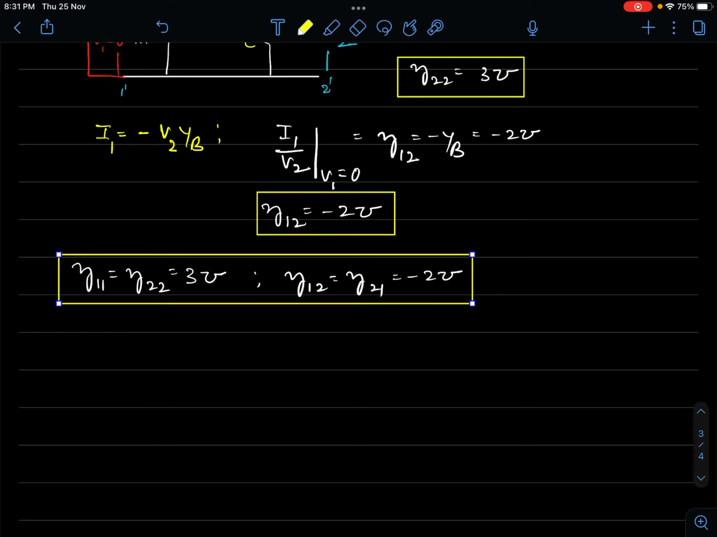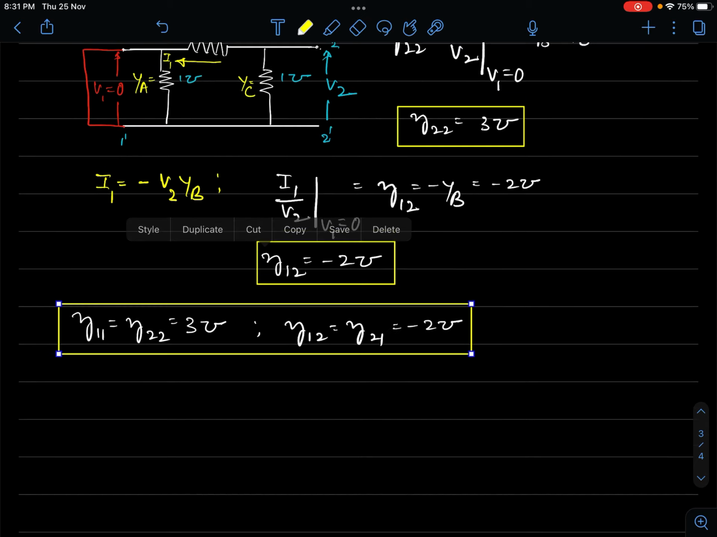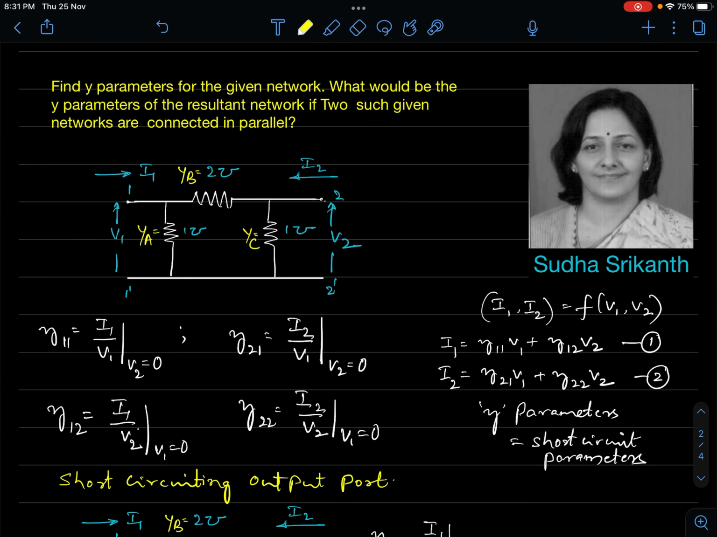And this completes the first part of the problem, wherein we have determined the Y parameters of the given network. The first part is completed. What is the second part? What would be the Y parameters of the resultant network if two such given networks are connected in parallel?